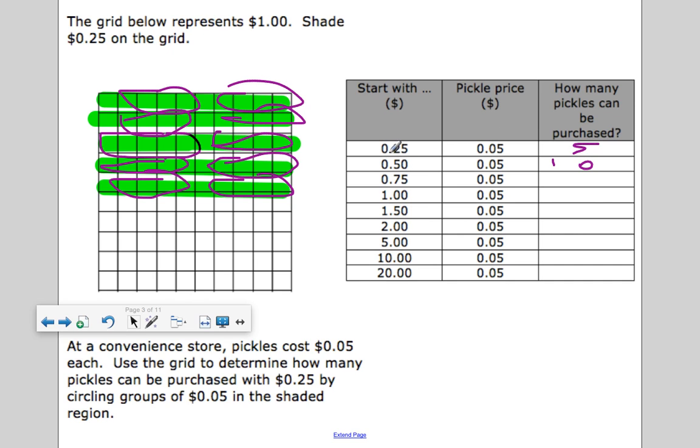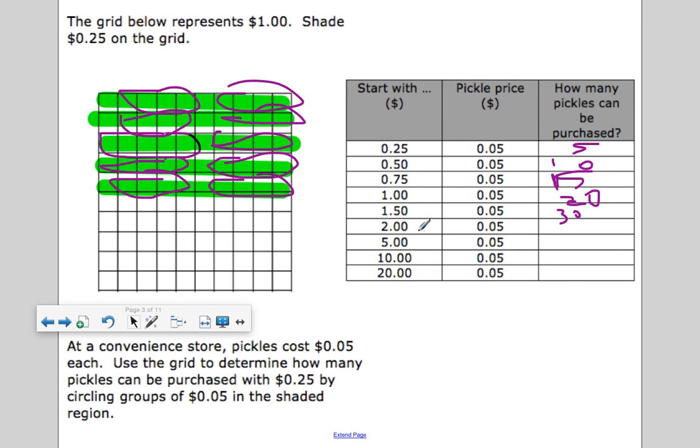So as you can tell, now 75 cents. So every 25 cents, I get 5 pickles. So this one would be 15. If I have $1, how many pickles can I make? If 50 cents is 10, double it, it will be 20 pickles. What about $1.50? So $1, I can have 20 pickles. 50 cents, I can have 10 pickles. So it'll be 30 pickles.